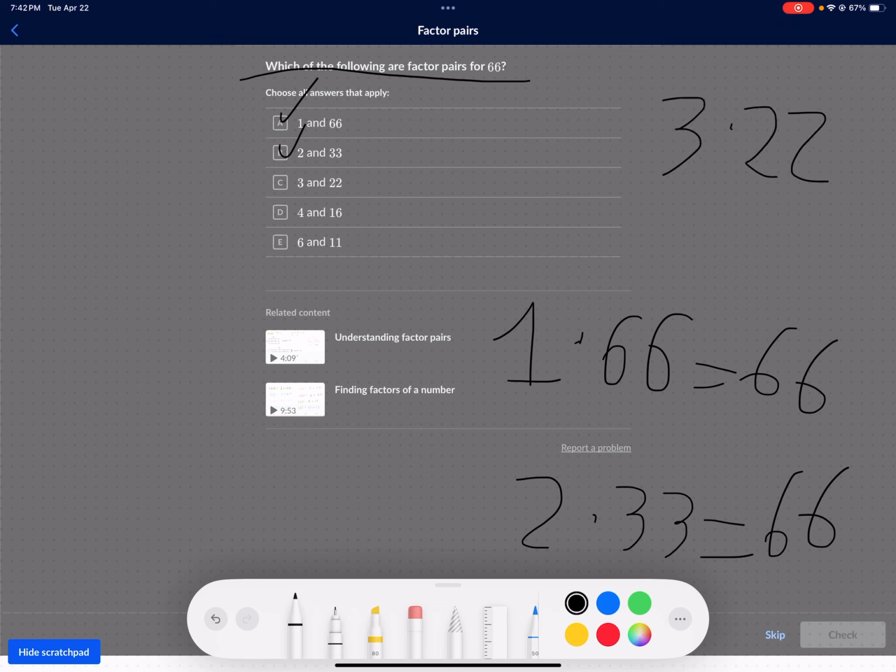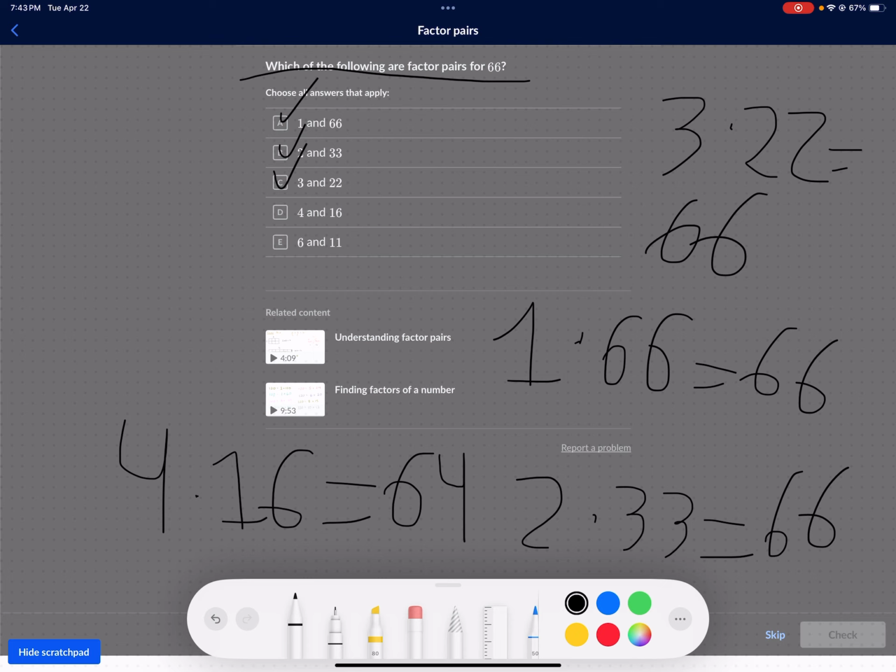Is that one equal to 36? Yep. That one is equal to 66. 4 and 16. That's equal to... It's equal to 64. That's not 66. Choice E, 6 and 11.